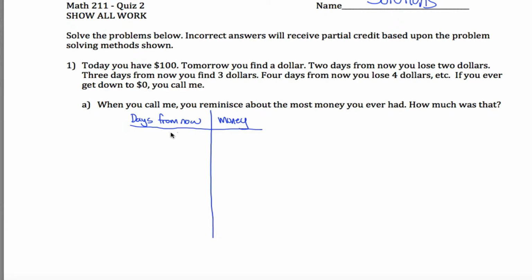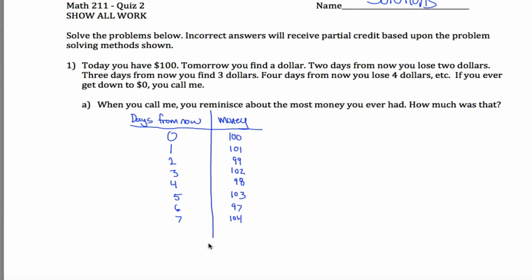So 0 days from now, aka right now, you got $100. But then tomorrow, you find $1. Look at you, you're up to 101. But then unfortunately, 2 days from now, you lose $2, so you're down to 99. And then 3 days from now, you find $3, so you're up to 102. And then 4 days, you lose 4, you're down to 98. And maybe you're starting to see the pattern. In 5 days, you'd have 103. In 6 days, you'd have 97. In 7 days, you'd have 104, and so on.